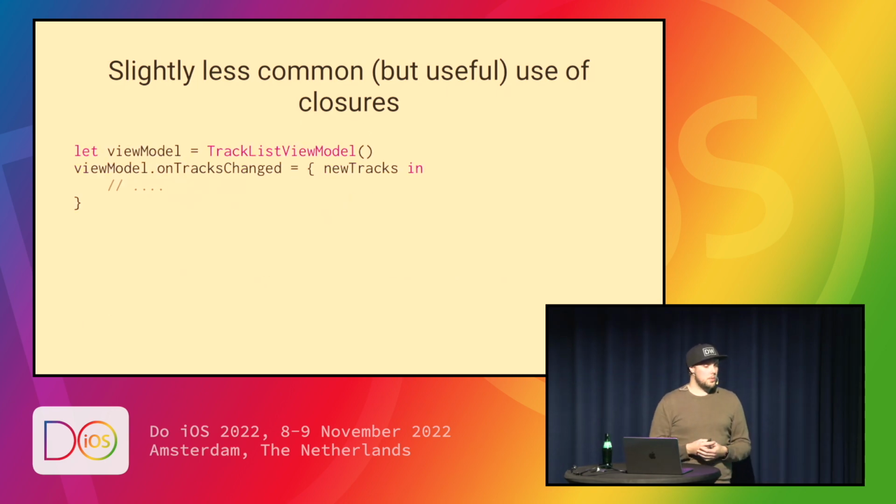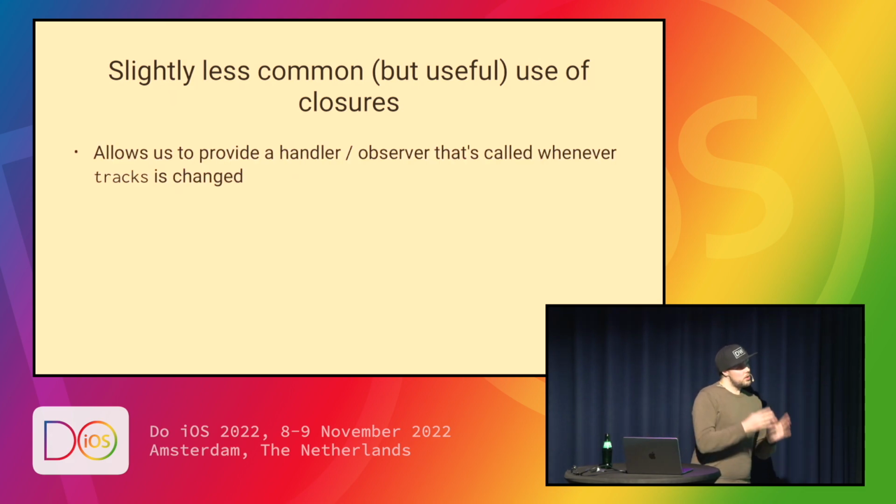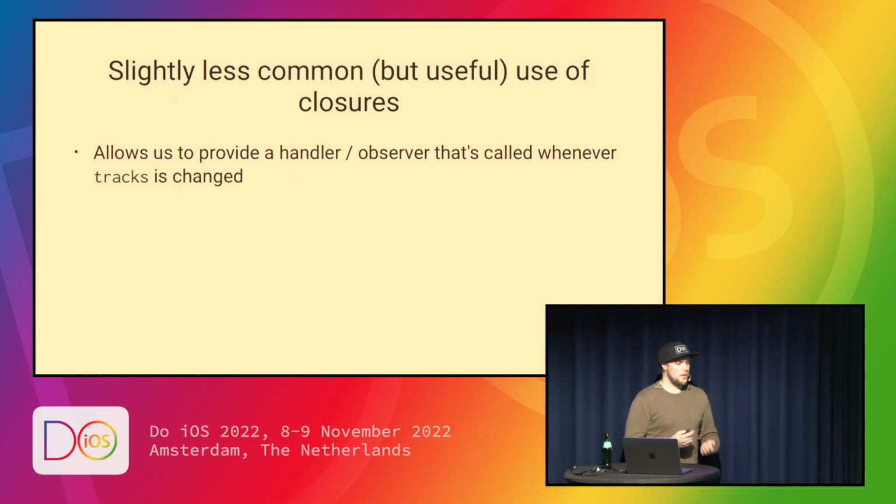Right, so using this code, we make an instance of our view model, we assign something to onTracksChanged, and whenever tracks changes, we could update UI, we could do whatever we want. Of course, in SwiftUI, the UI would update automatically, but if we're still doing UIKit code, we would have to do something like this to manually tell the UI to update. So this use of closures as sort of a change handler allows us to provide some handler or observer that is called whenever some property changes.